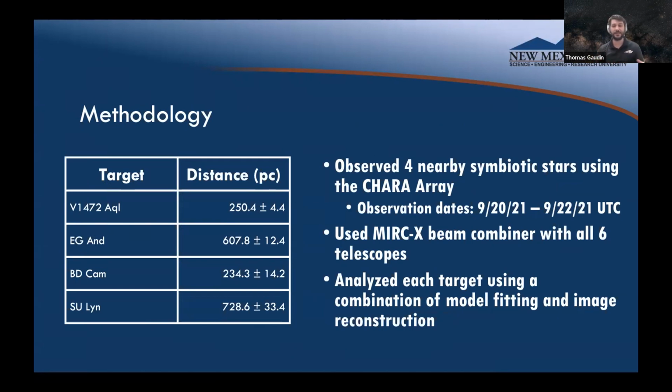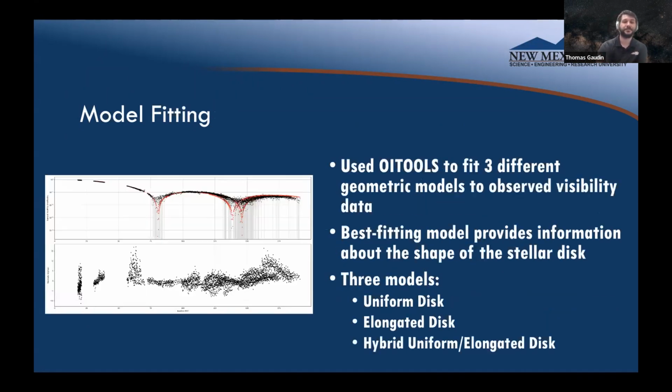Our analysis is a combination of both model fitting and image reconstruction techniques. On the model fitting side of things, we used the program OI tools to fit 3 different geometric models created within the software to our observed visibility data. We can see over here for target SU Lin, our red corresponds to the model that we created. Black would be the observed data from the system. Below are the residuals from the fit.